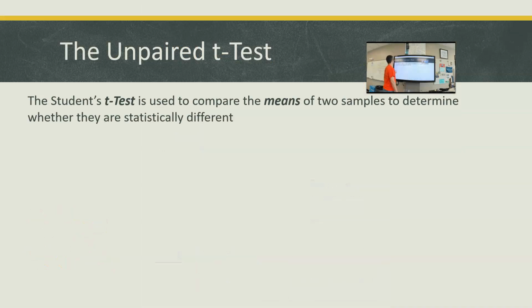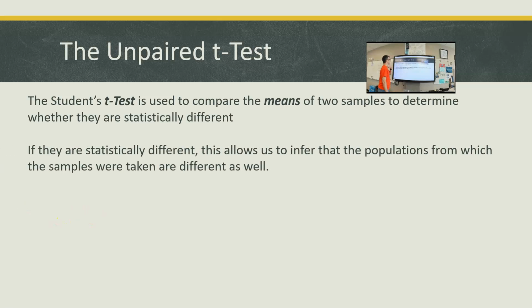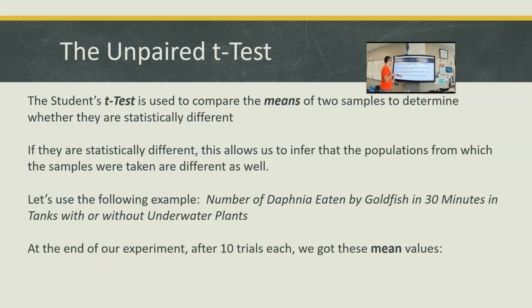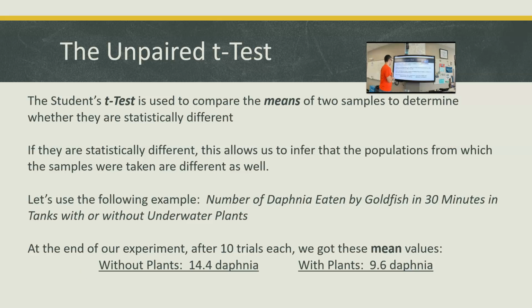So the student's t-test is used to compare the means of 2 samples to determine whether they're statistically different. If they are statistically different, this allows us to infer that the populations from which the samples were taken were different as well. So let's use the following example: the number of Daphnia eaten by goldfish in 30 minutes in tanks with or without underwater plants. At the end of our experiment, after 10 trials, we get these mean values.